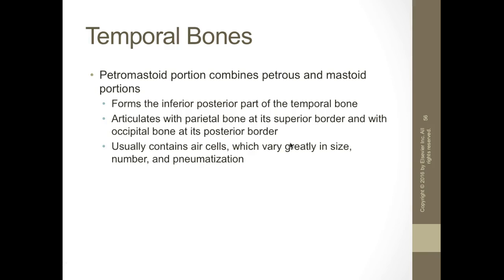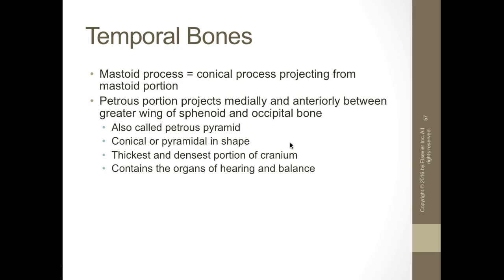It usually contains air cells, so you'll talk about the mastoid air cells, which vary in size, number, and how aerated they are. A lot of times patients will get vertigo from having those air cells filled. The mastoid process is a part projecting down from the mastoid portion. The petrous portion projects medially and anteriorly between the greater wings of the sphenoid and occipital bone, also called the petrous pyramid. It's the thickest and densest portion of the bone, and it contains the organs for hearing and balance.